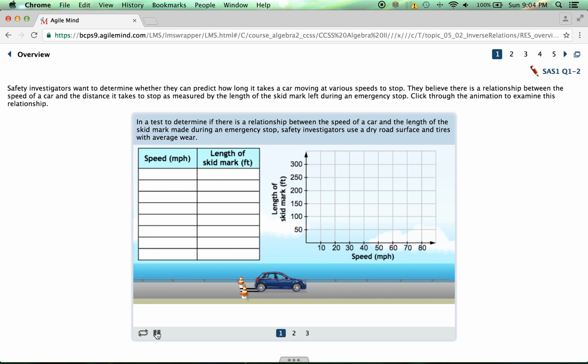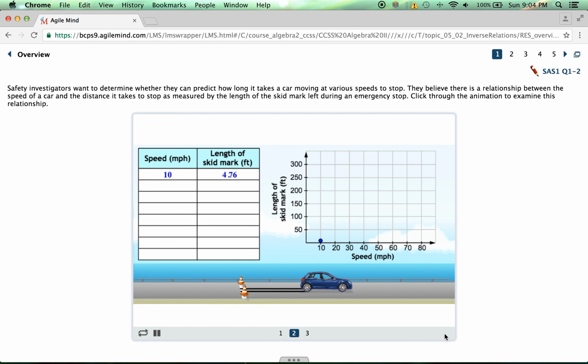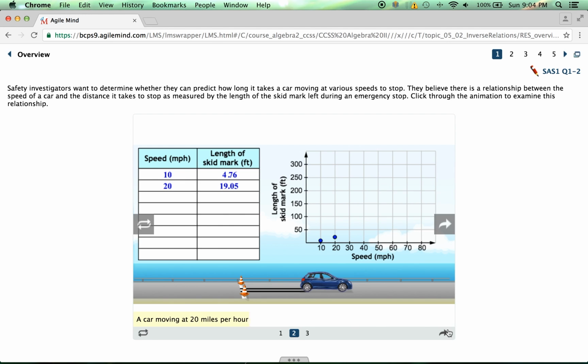Look at the animation here. They found that if the car was going 10 miles an hour and the wheels locked up, then the skid mark would be 4.76 feet. If the car was going 20 miles an hour, the length of the skid mark was 19 feet.